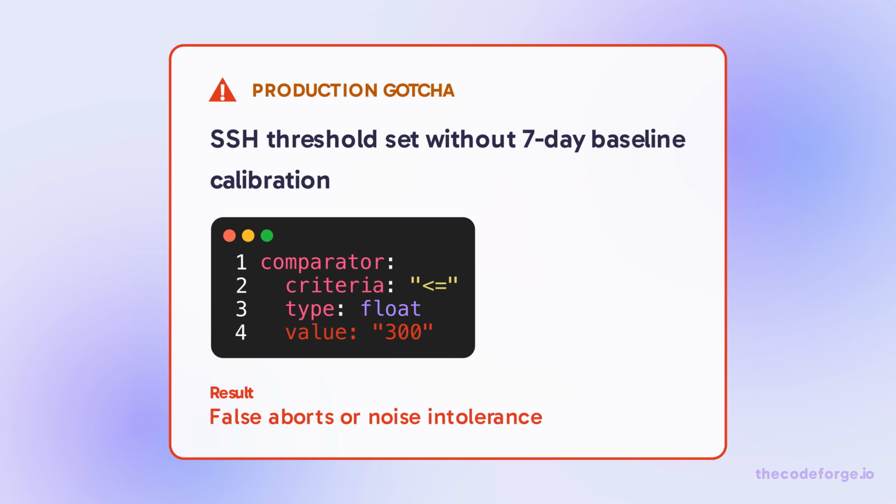Setting SLO thresholds by intuition instead of data leads to false aborts. If your real P99 is already 250 ms on a quiet day, a 300 ms threshold gives only 50 ms of headroom. Calibrate from 7-day production data. Set the threshold to 1.5x the observed peak P99.